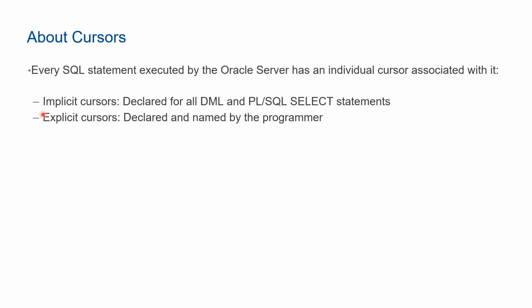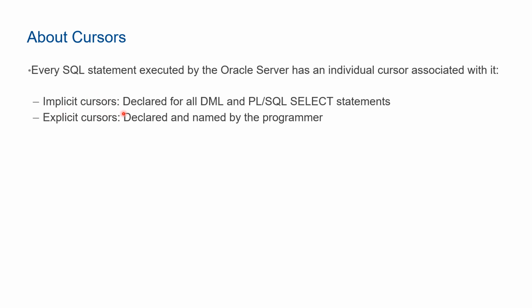For implicit cursors, whenever we are writing any select statement, suppose we are writing select star from employee table where row num is equal to 1, it will work as an implicit cursor. Or we are writing any DML statements. We have talked about DML statements like insert, update, delete. So if we are inserting any record into any table, it works as an implicit cursor.